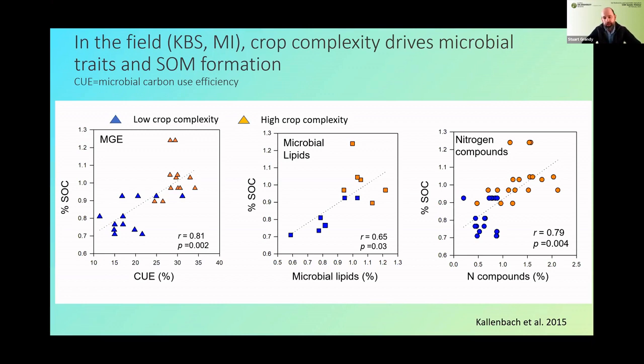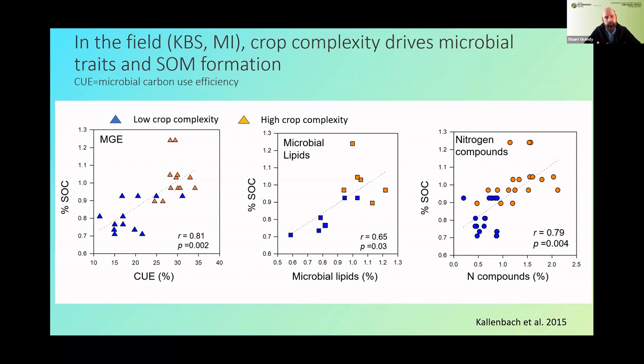So as we get into a high crop complexity rotation, the microbial carbon use efficiency goes up, and the soil organic carbon in particular, we know it's the Mayon pool of carbon and nitrogen that's building in these systems. At the same time that we saw this increase in microbial carbon use efficiency in more complex rotations, we also saw this increase in the deposition of microbial lipids and microbial nitrogen-bearing compounds, in particular in this Mayon pool.